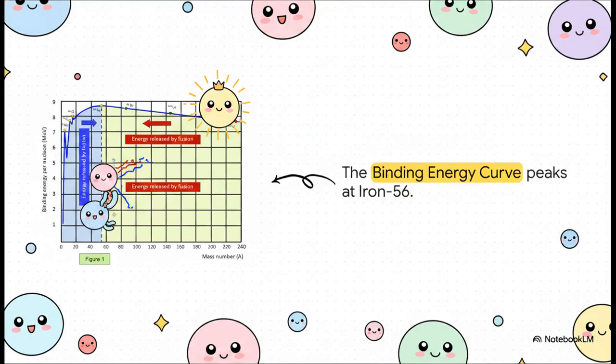यहाँ हम binding energy per nucleon को mass number के against plot करते हैं. Notice how the curve shoots up rapidly for light elements, hits this plateau, and then slowly drops off for the heavier ones. But look right at the very peak, the absolute highest point. That is iron 56. Iron 56 is literally the most stable and efficiently bound nucleus in nature. It's like the gold standard of the universe. Every single element essentially wants to be as stable as iron.